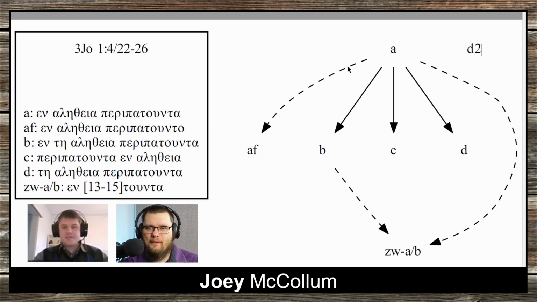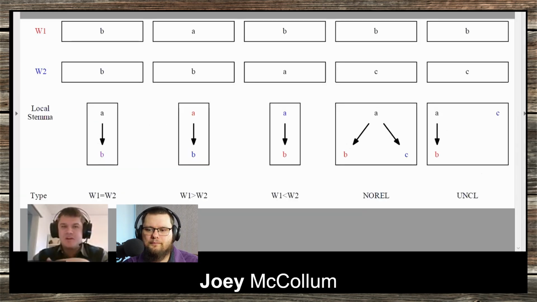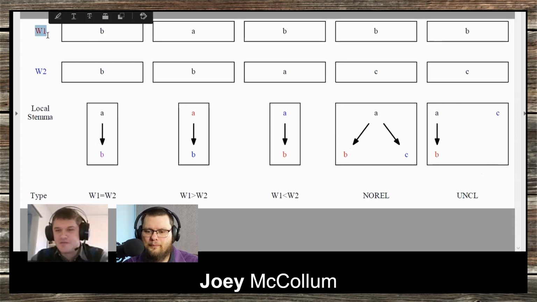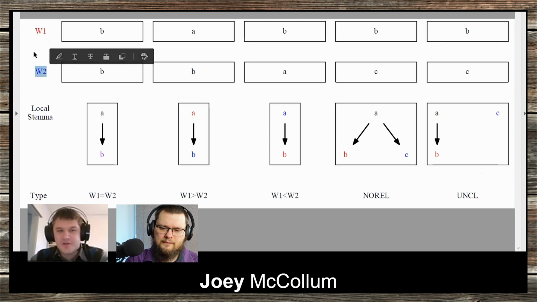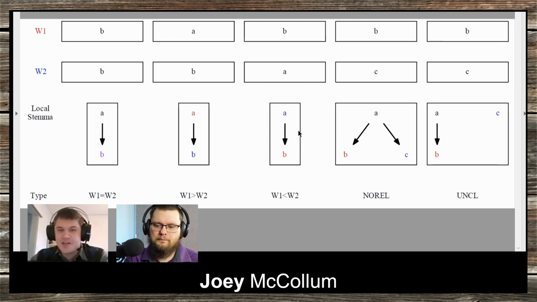Now that we have this, if we do this for a bunch of other variation units throughout the book of 3rd John, for instance, then we can paint a bigger picture of what's going on between two witnesses. Here's a list of variation units where we have one witness I've called W1 and another I've called W2. At each variation unit, we have a different local stemma describing the relationships of the readings there.